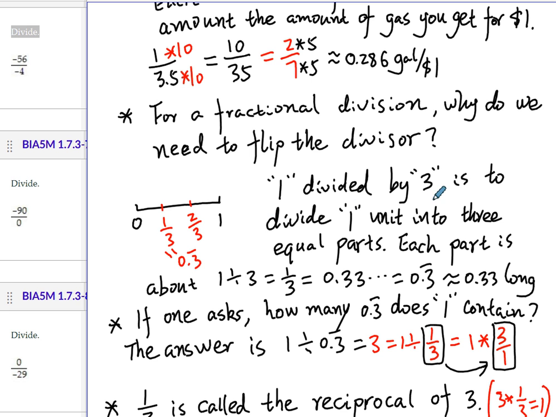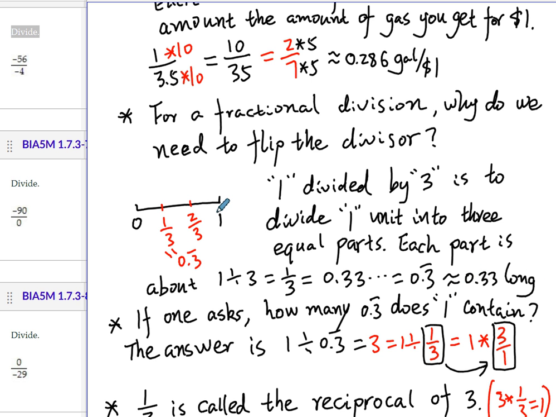Here is the explanation. You know, 1 divided by 3 means what? Means to divide 1 unit into 3 equal parts. So each equal part will be like 1/3, or approximately 0.3333 infinite. So we denote this number by 0.3 bar, meaning repeating expansion of 3, that's approximately 0.33 unit long.